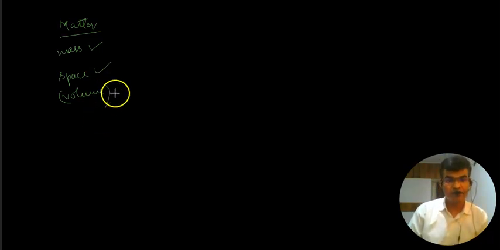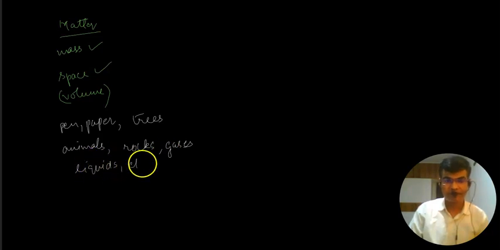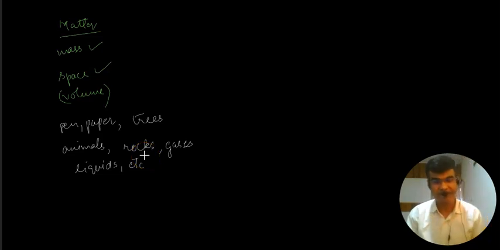Fine. So what are the examples of matter? Well, almost all the things which you see in front of your eyes are examples of matter. For example, pen, paper, trees, animals, rocks, gases, liquids, etc. There are endless examples of matter. Okay.